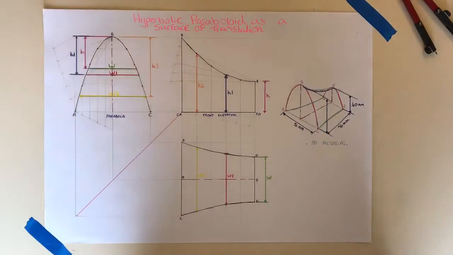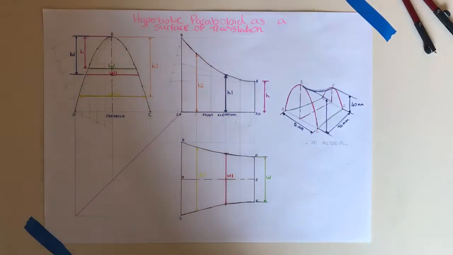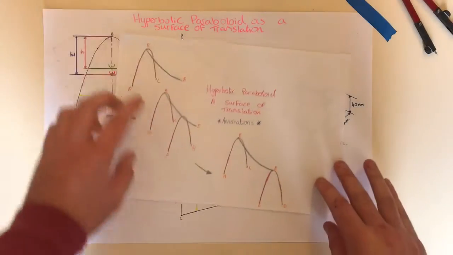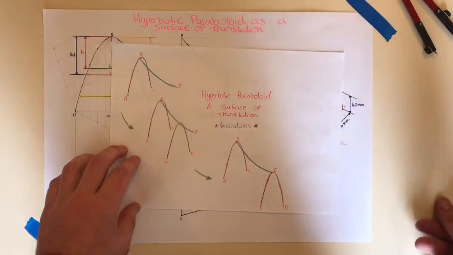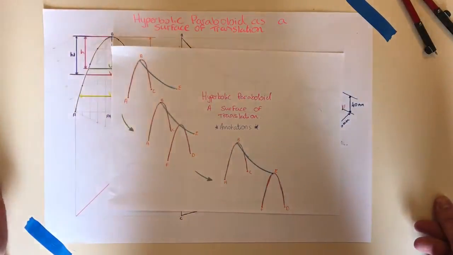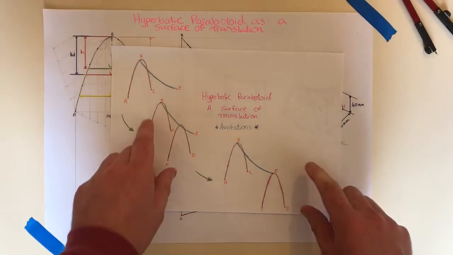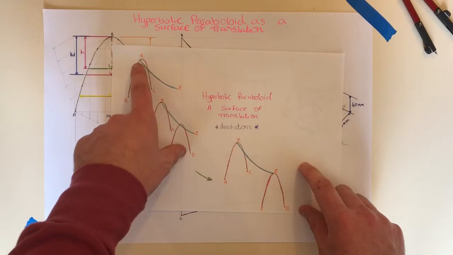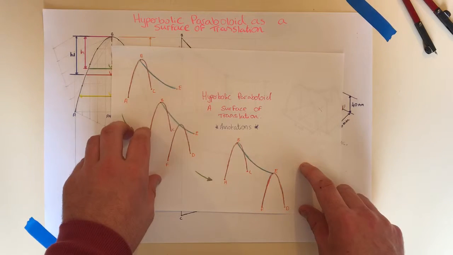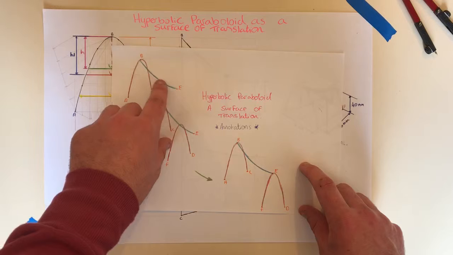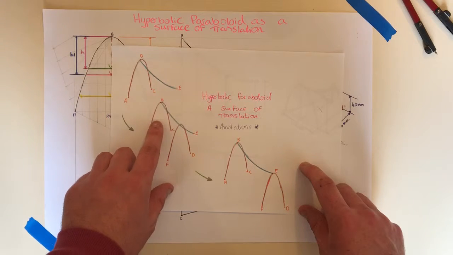In this video, I'm going to show how a hyperbolic paraboloid can be a surface of translation. So here are just a few sketches I've done to show annotations of this. A hyperbolic paraboloid can be formed by translating or sliding a downward parabola, that being our red parabola here, ABC, along an upward parabola, that being our blue parabola here. So you can just see that here then.